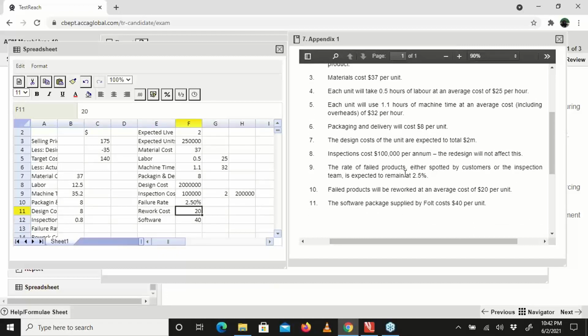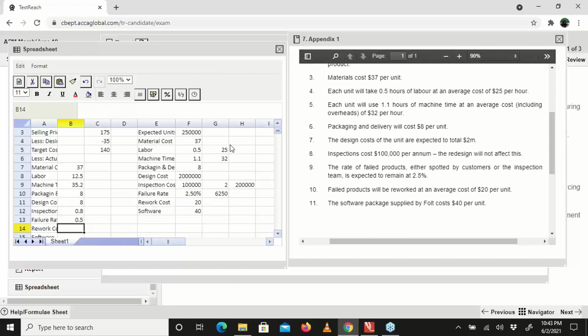And I could say that the failure rate is 2.5%. So the number of units which are going to fail is this 200,000, just 6250. The rework cost per unit is 20. So you're going to say these failure units multiplied by the rework cost per unit divided by 250,000 units. Why? Because I'm going to split it over 250,000 units. So I end up getting, okay, I should mention it as rework cost.